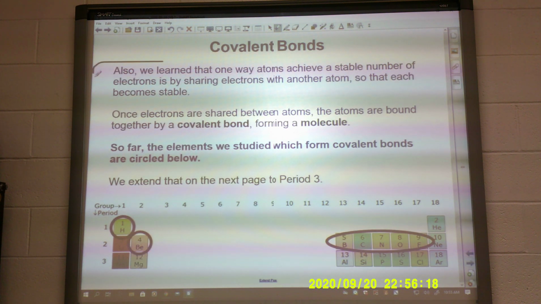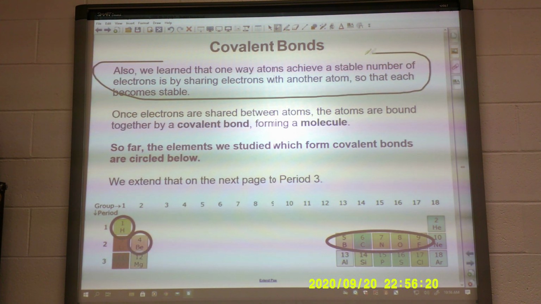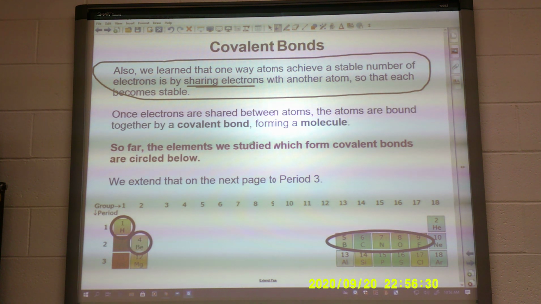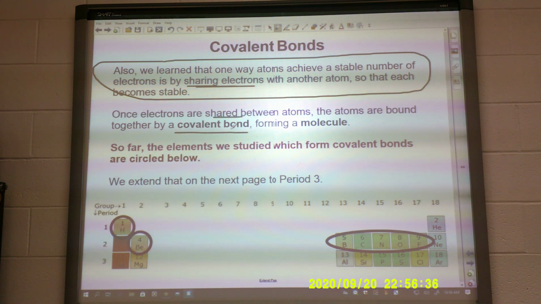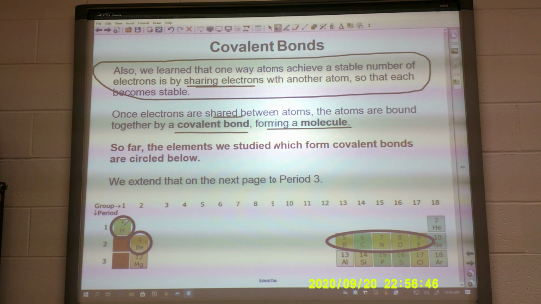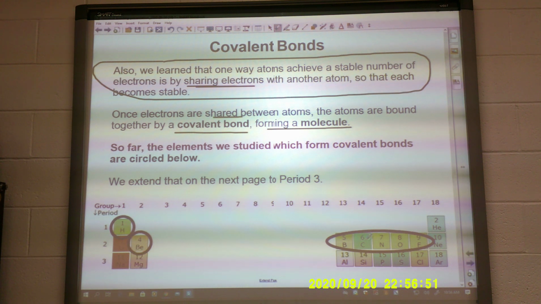Also, we learned that one way atoms achieve a stable number of electrons is by sharing electrons, and that forms covalent bonds. Once electrons are shared between atoms, the atoms are bound together by covalent bonds, which forms a molecule. So far, the elements we studied which form covalent bonds are circled below. So here's hydrogen, beryllium, boron, carbon, nitrogen, oxygen, and fluorine.